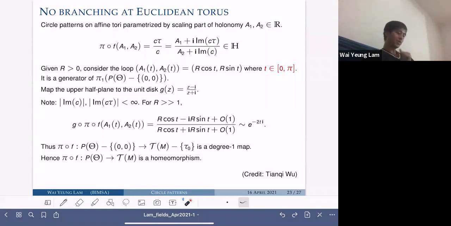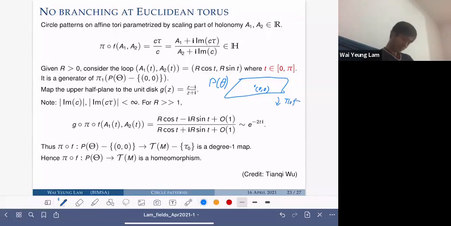Now what we want to do is show that this pi circle F is a degree one map, so it only has one degree. Let me make a final picture. This is my P theta. If I want to get the Euclidean torus, then A1, A2 are all equal to zero. Then I have this projection pi circle F to the Teichmueller space Tm. This Euclidean torus may give me some conformal structure, this is tau zero. So what I'm going to do is draw a circle here.